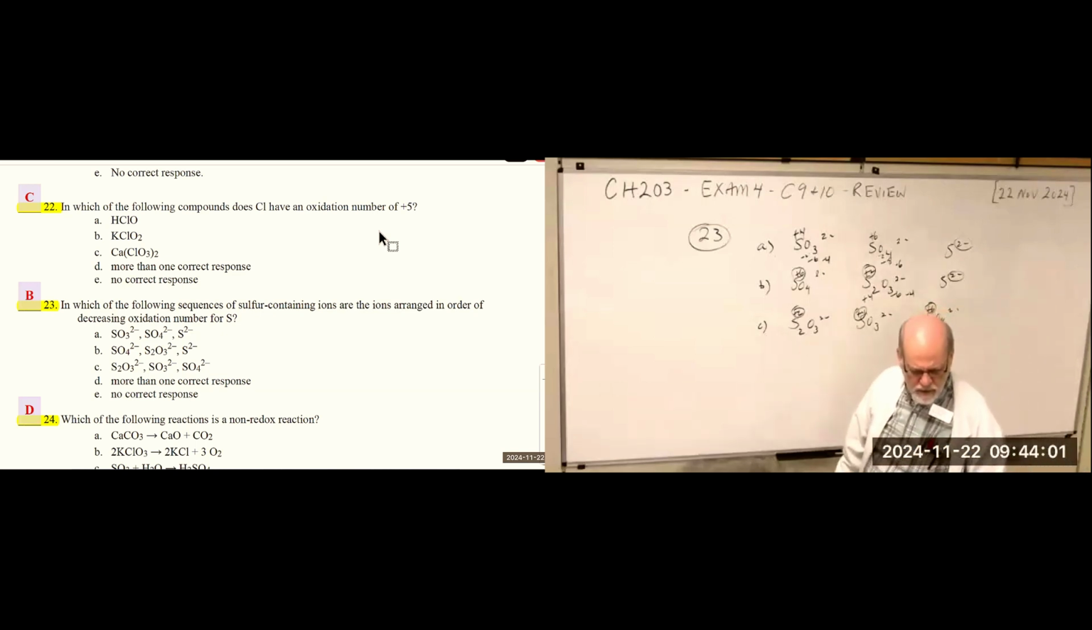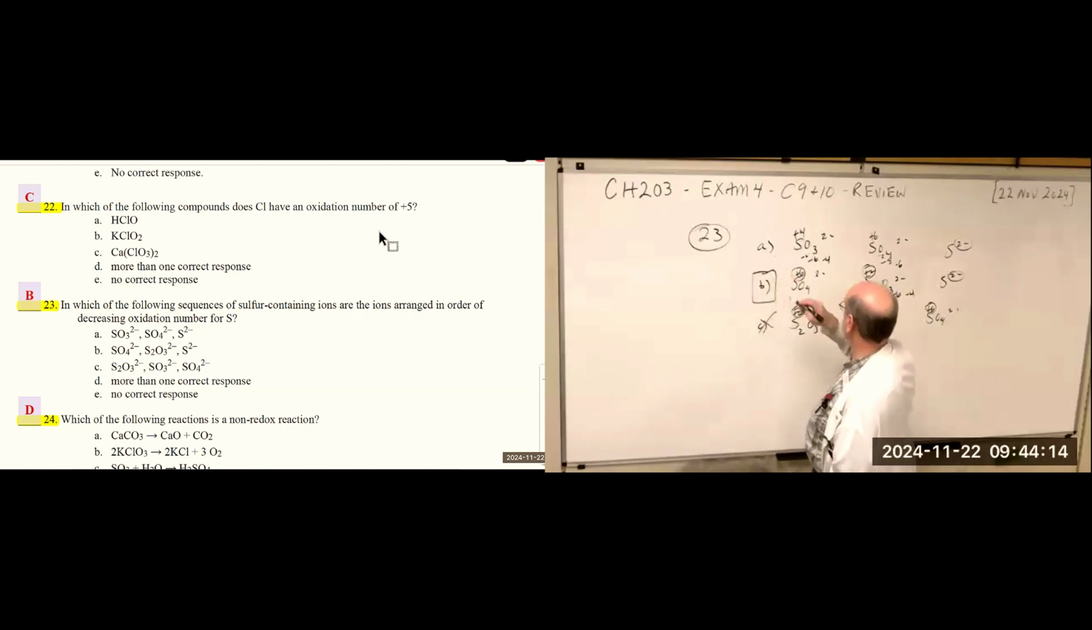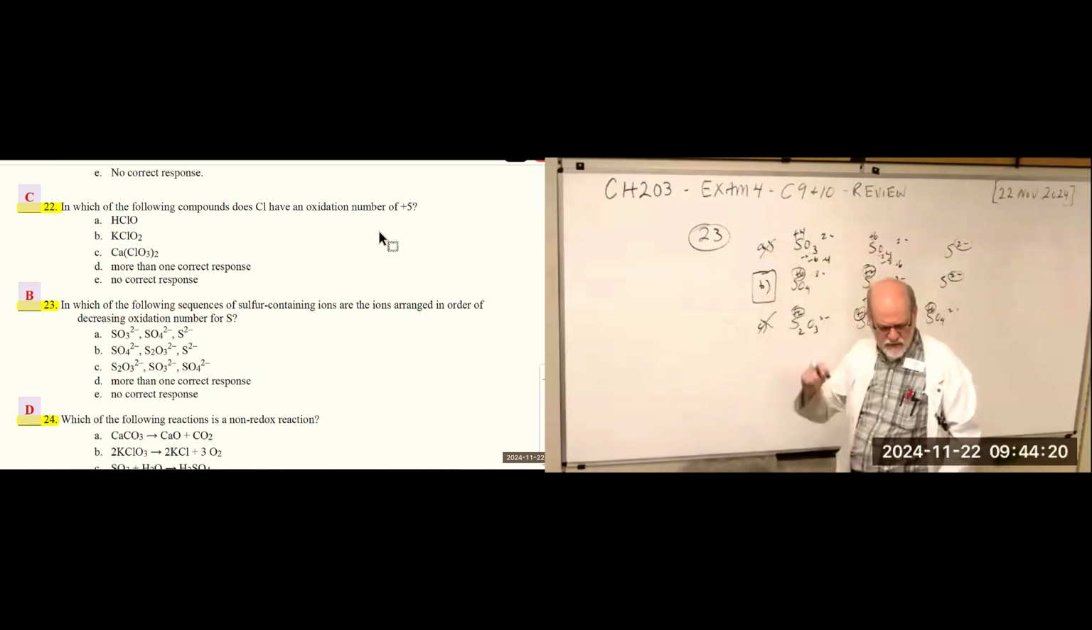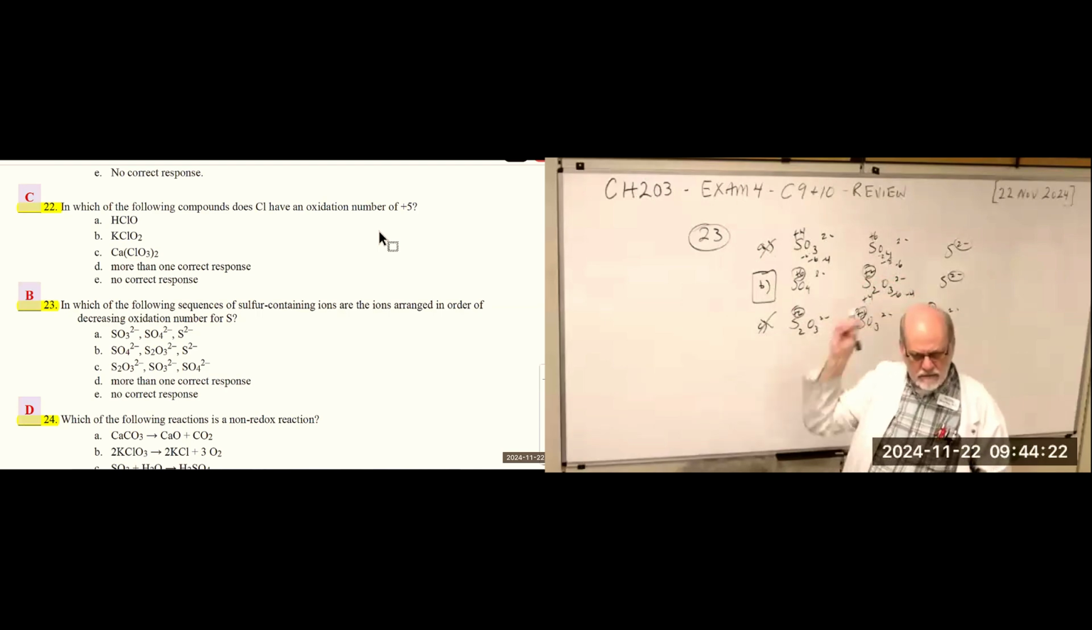So we're looking for a decrease in oxidation number. This increases oxidation number, so that's not it. +6, +2, 2 minus. That's a good one right there. Because this one increases and then decreases, so that was not it. So B should be the right answer. Okay.